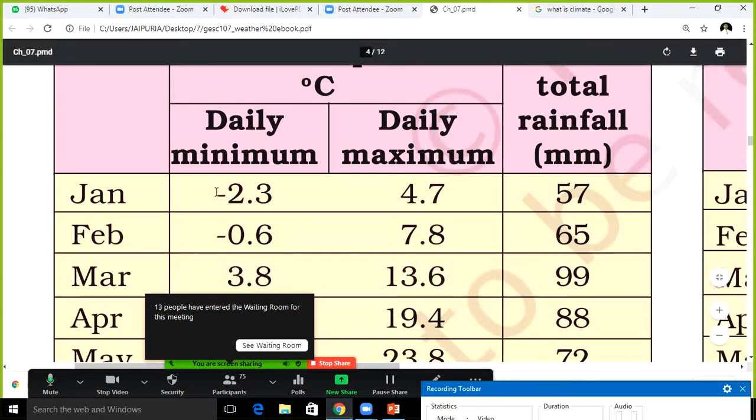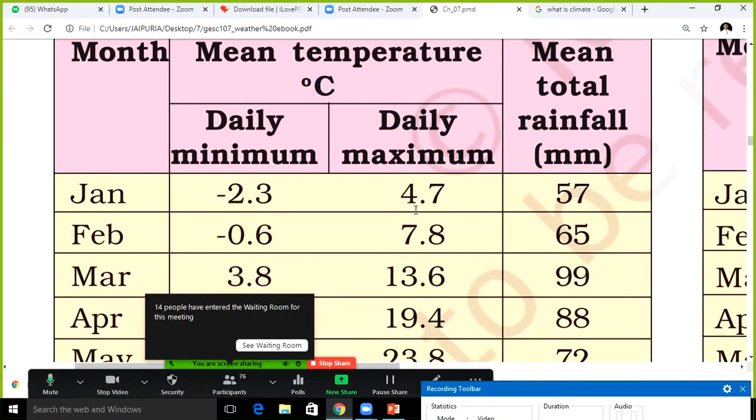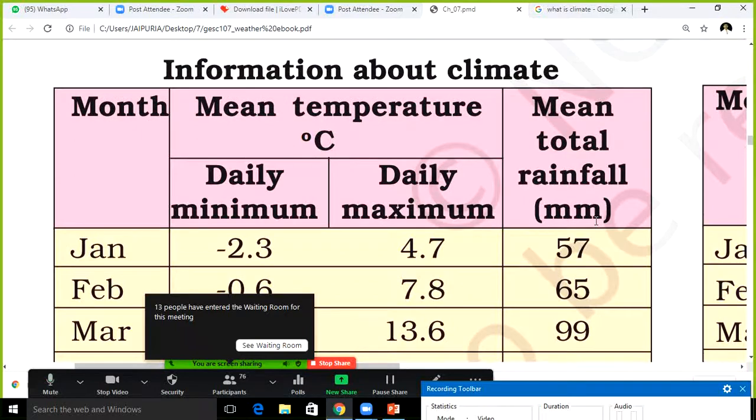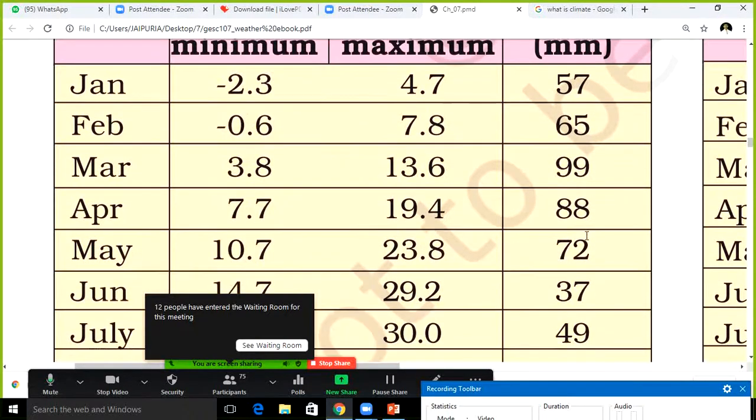January is minus 2.3 in Jammu and Kashmir, and 4.7, and the total rainfall is 57 mm. In February, it is minus 0.6 and the daily maximum is 7.8, and here the rainfall is 65 mm. March is 3.8 and 13.6 is the daily maximum, and the total rainfall is 99 mm.